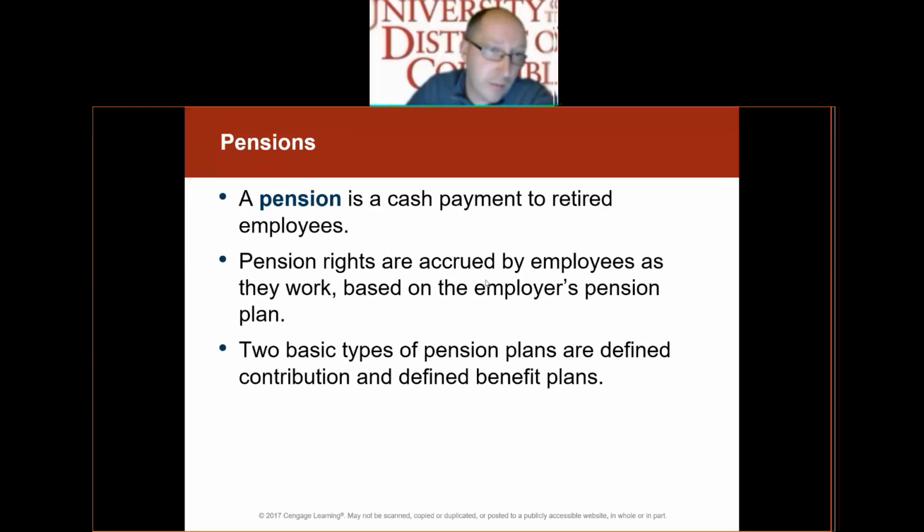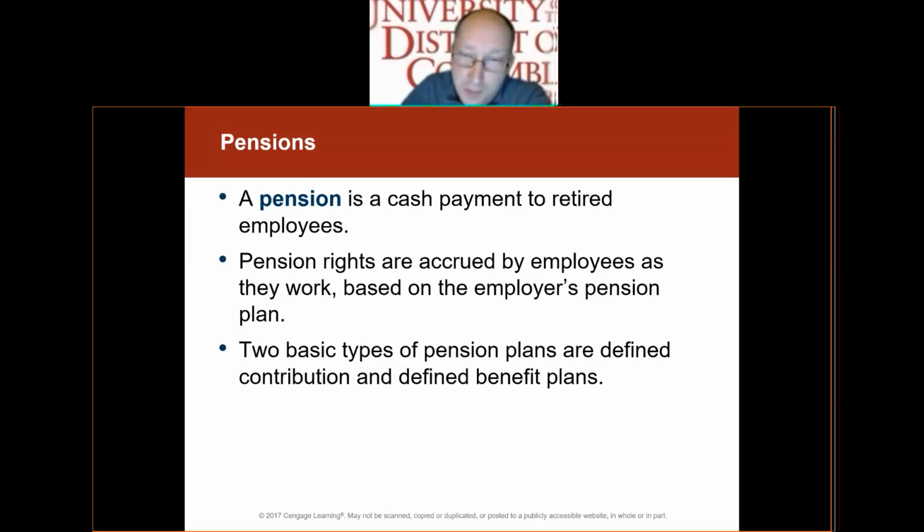What about pensions? Pensions are nice. Most of them don't exist anymore, but some companies still offer them. A pension is a cash payment to retired employees. Pension rights are accrued by the employee as they work, based off of the employer's pension plan. For example, your employer might have a pension plan that says, if you work for me for 10 years, when you reach the age of retirement, I'll pay you a certain amount of money every month for the rest of your life or for a specified amount of time. We call that a pension.